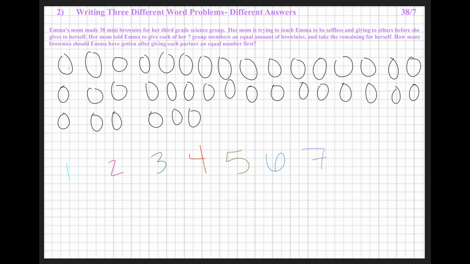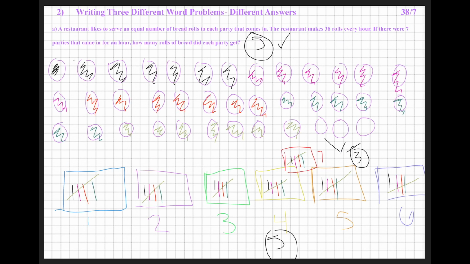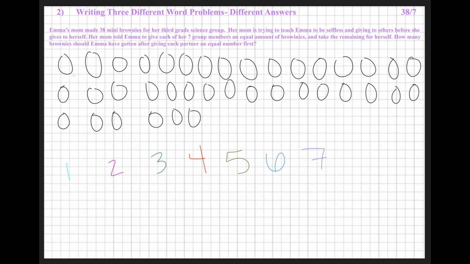So we're just going to go ahead. Now that we know from previous problems, like this one where we were giving to 7 parties, I'm not going to go ahead and color in each of them. I'm just going to write that each friend is going to get 5 brownies, because that's what we know can equally go into 38 with 7 groups, or 7 friends in this case.